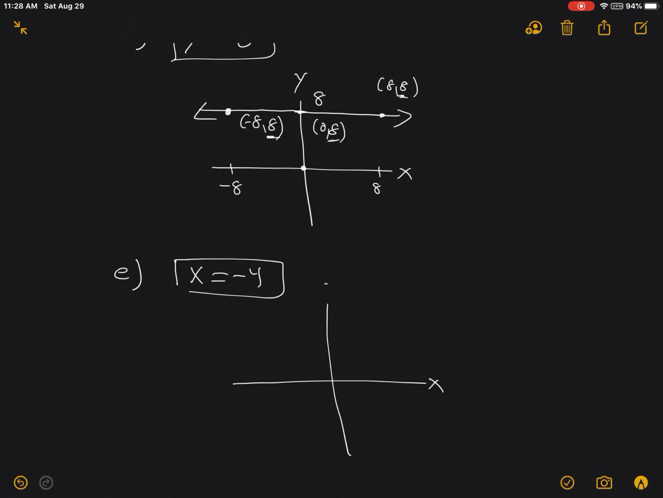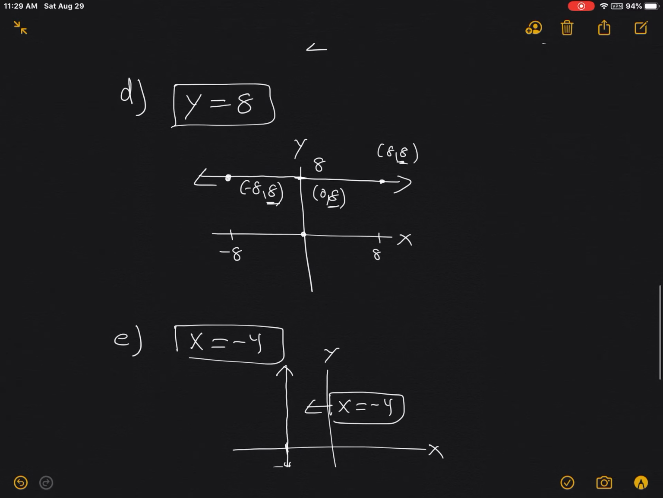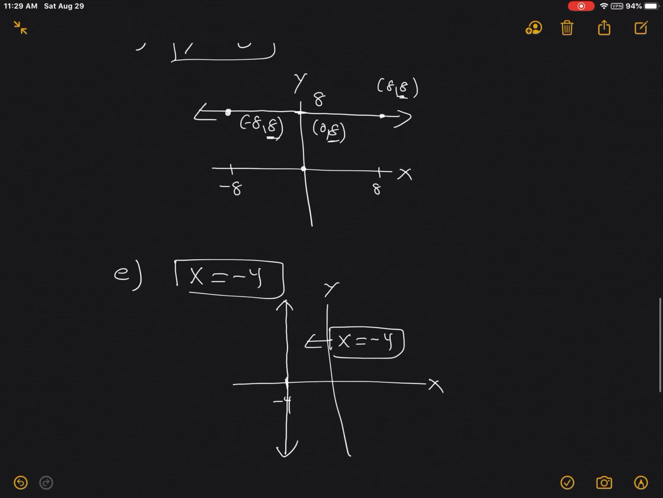Well, if it says x is equal to something, which is what it does, go to x is equal to negative 4, somewhere over here, and draw a vertical line, okay? A vertical line. And that's the equation x is equal to negative 4, okay? X equals something, you draw a vertical line. Y is equal to something, you draw a horizontal line. That's how you remember it, okay?